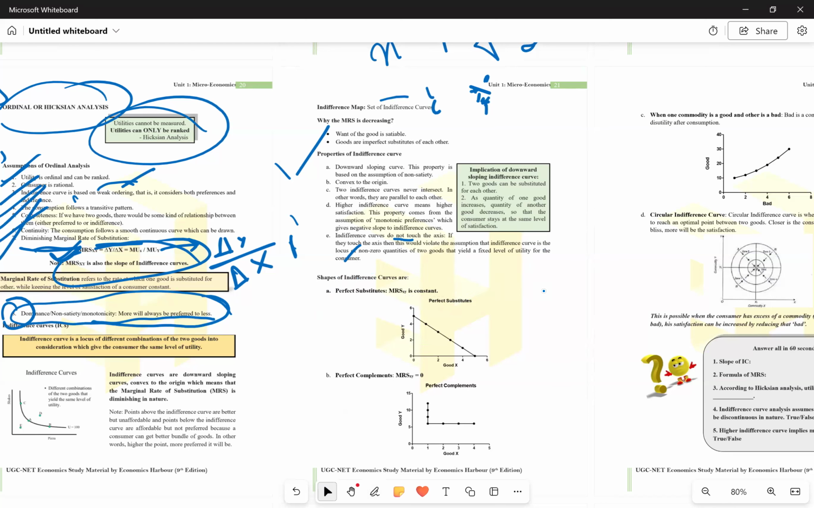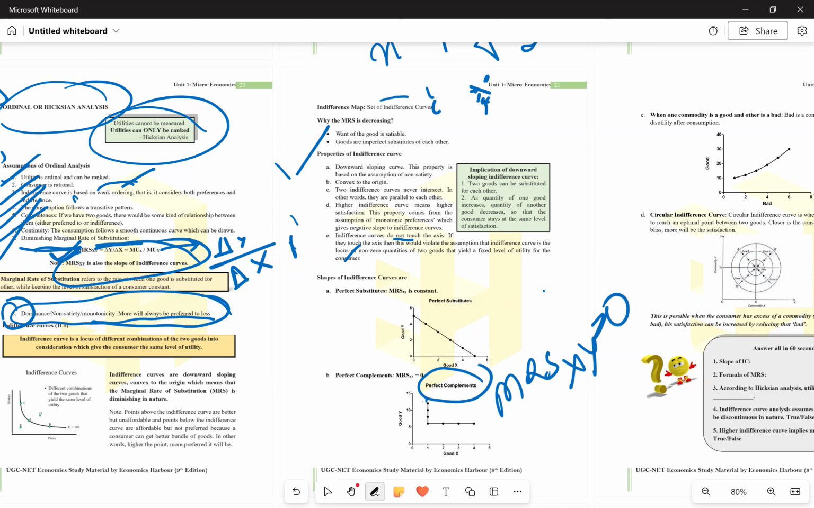Now, in case of perfect complements, you have to consume these two goods together. You cannot substitute one for another. So for this, MRS XY is equal to zero. Right shoe, left shoe. You cannot substitute one for another. So in this case, the perfect complements, the indifference curve will be L-shaped.